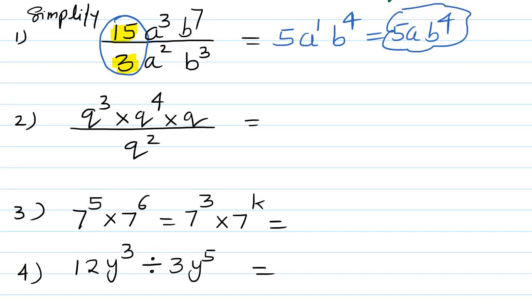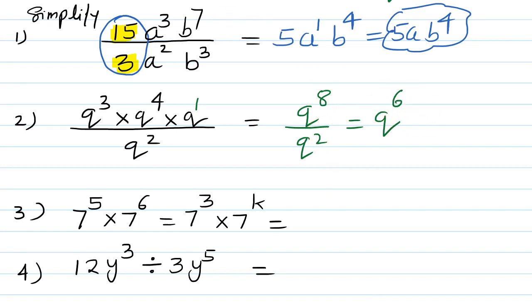Yeah, now next one is, if you see here, this 3 and 4 becomes q7, yeah, and this is 1. If there is no power, it is 1. So 3 plus 4 is 7, and plus 1 is 8. So it will be q to the power 8, and here it is q to the power 2. So 8 take away 2 is 6, so it will be q to the power 6.